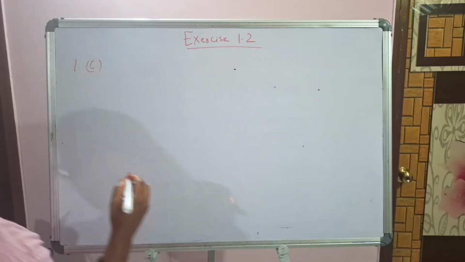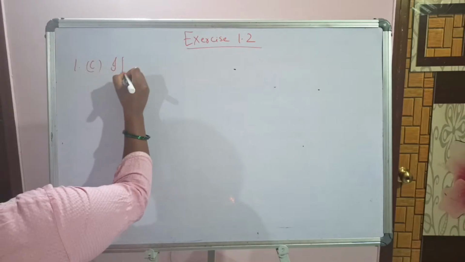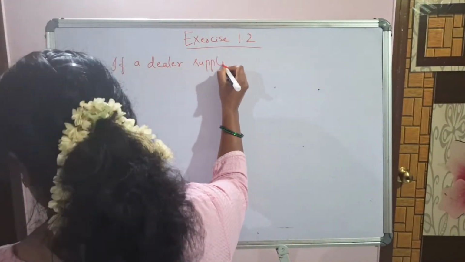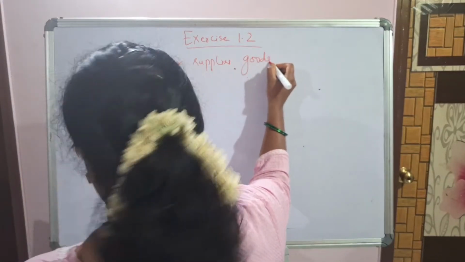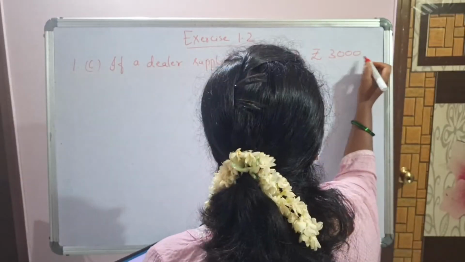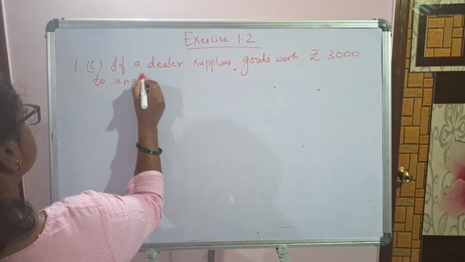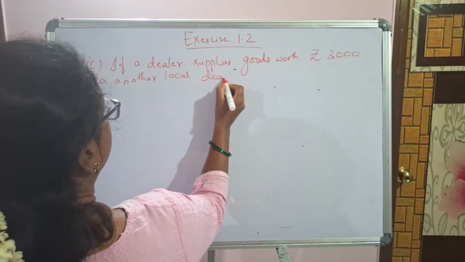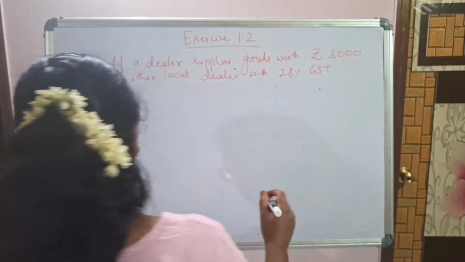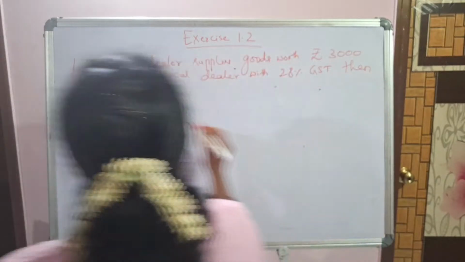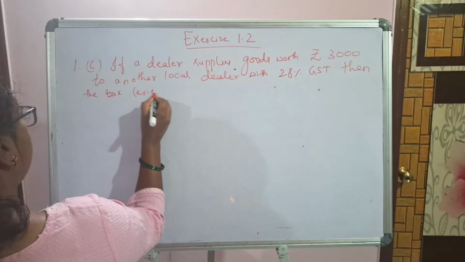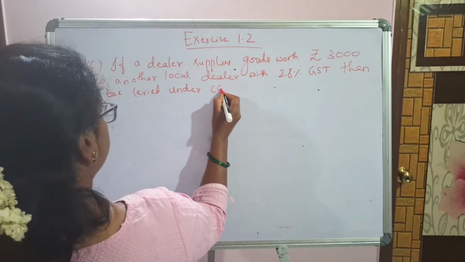Question number C. If a dealer supplies goods worth rupees 3,000 to another local dealer with 28% of GST, then the tax levied under CGST is dash.